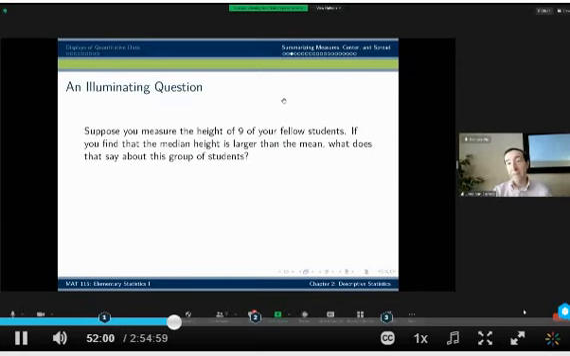So this question is intended to get you to think about what the advantages of one versus the other might be. So suppose, for whatever reason, we're doing a study of heights of statistics students, and we measure the height of 9 students in the class. If we find that the median is larger than the mean, what does that tell us about this group?